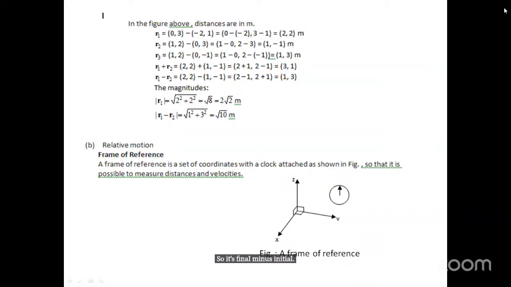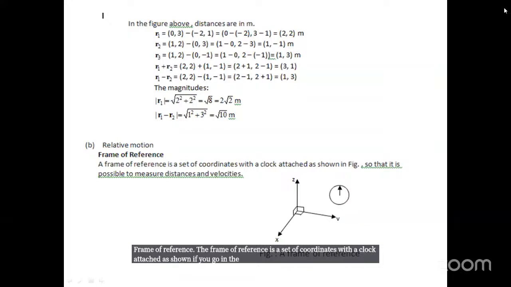So let us now look at relative motion. Frame of reference. A frame of reference is a set of coordinates with a clock attached, as shown in the figure below, so that it is possible for us to measure distances and velocities.